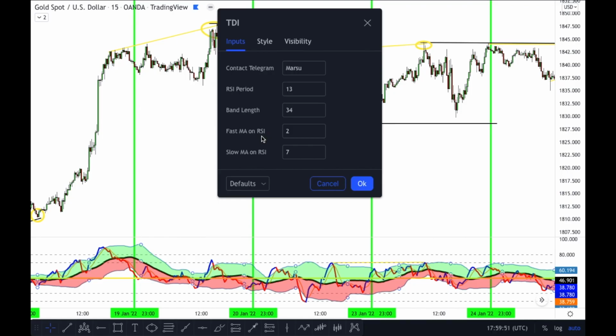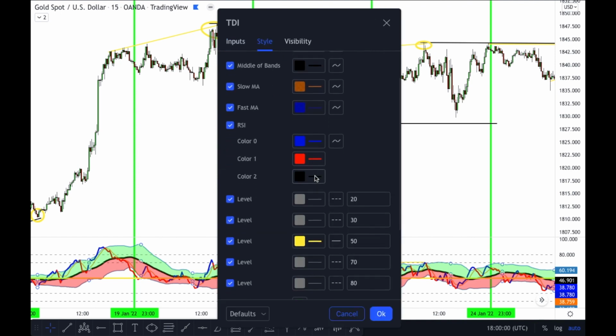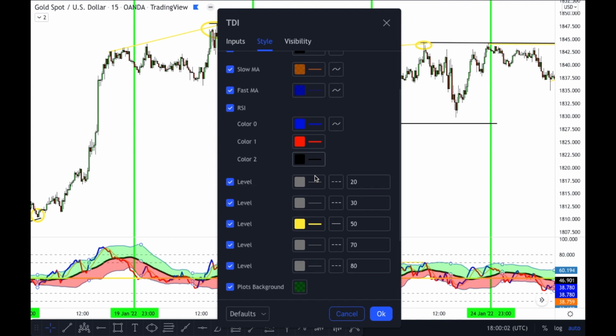Okay, so as I promised, these are the settings for the TDI. You can see that the generic settings for the TDI are here. Nothing has been changed in the input section. When I went over to styles, just because I've got a white background, I'd like to be able to see certain things that I've got on my chart.